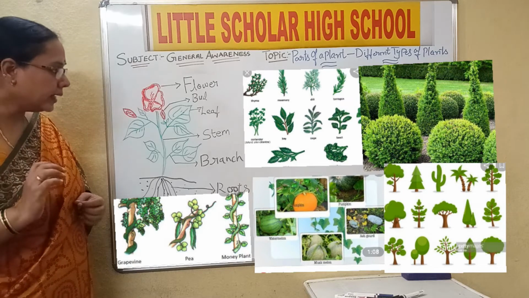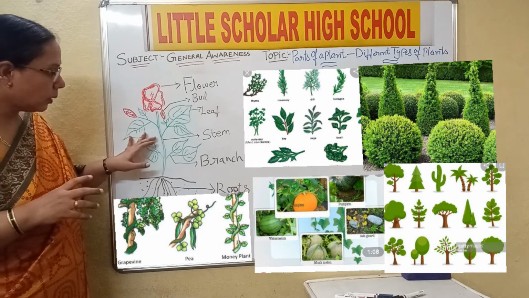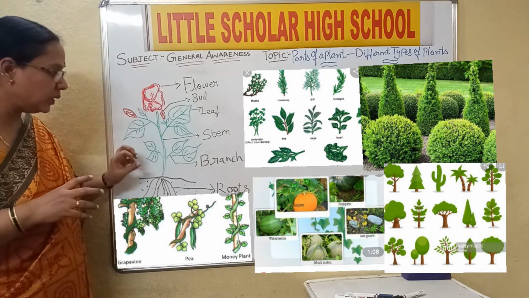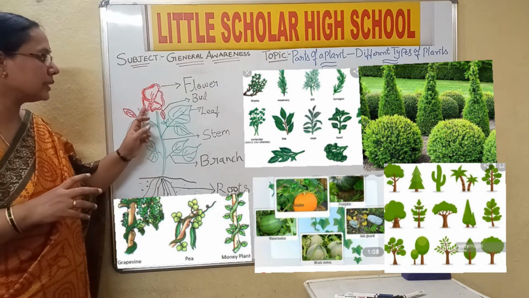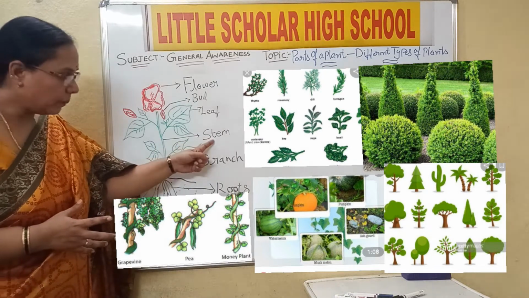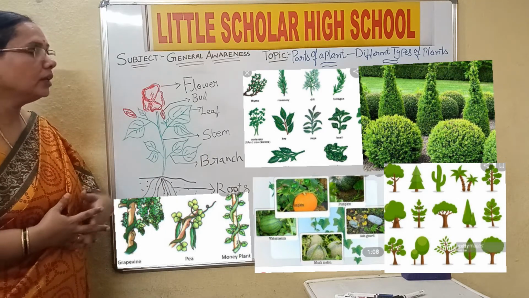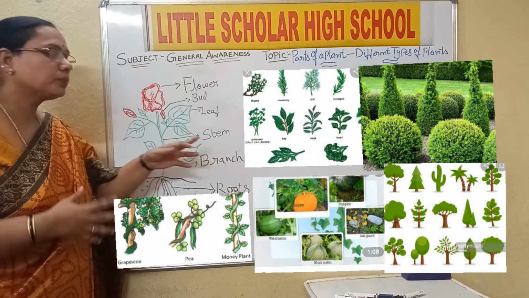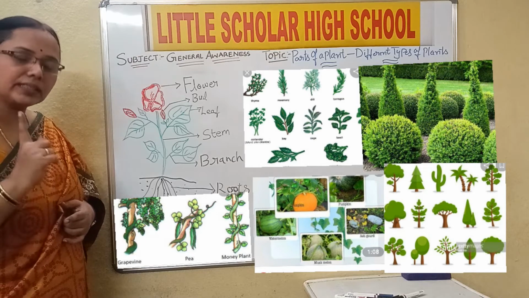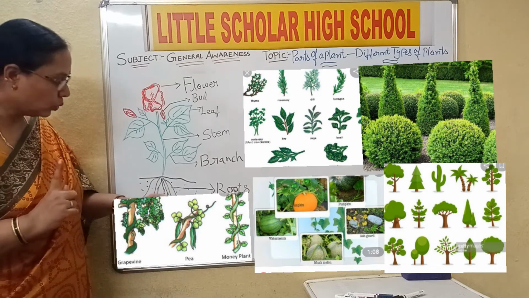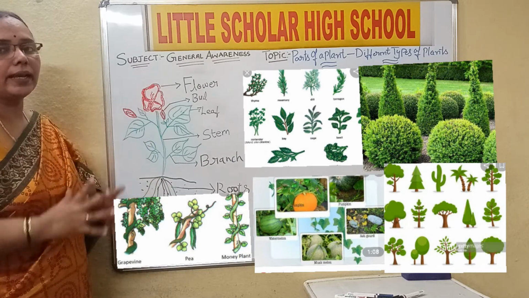Okay, children, the next is the stem. To the stem, all the flowers, leaves and branches are attached. The stem will make the plant stand straight. So what is the importance of the stem? The stem will make the plant stand straight. Roots will fix the plant. Stem will make the plant stand straight.